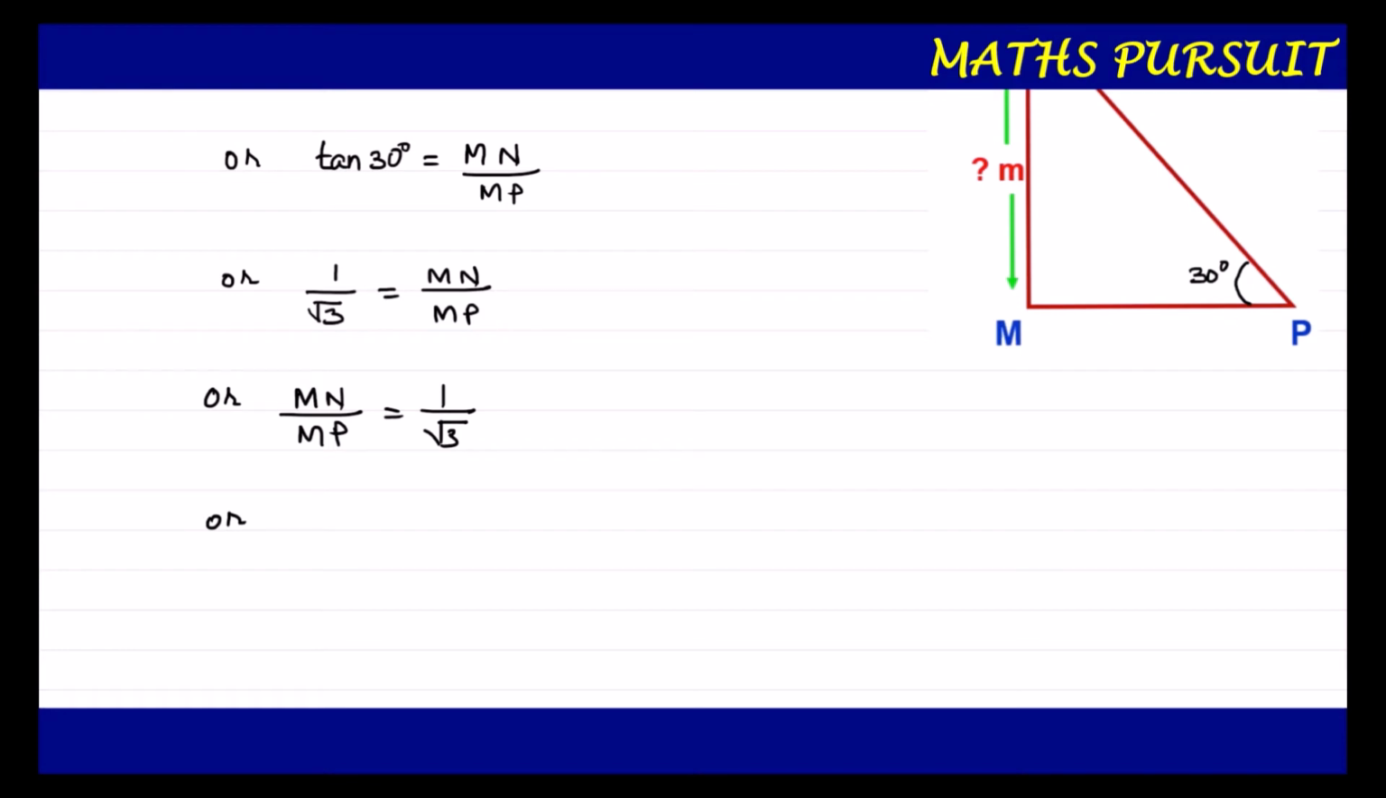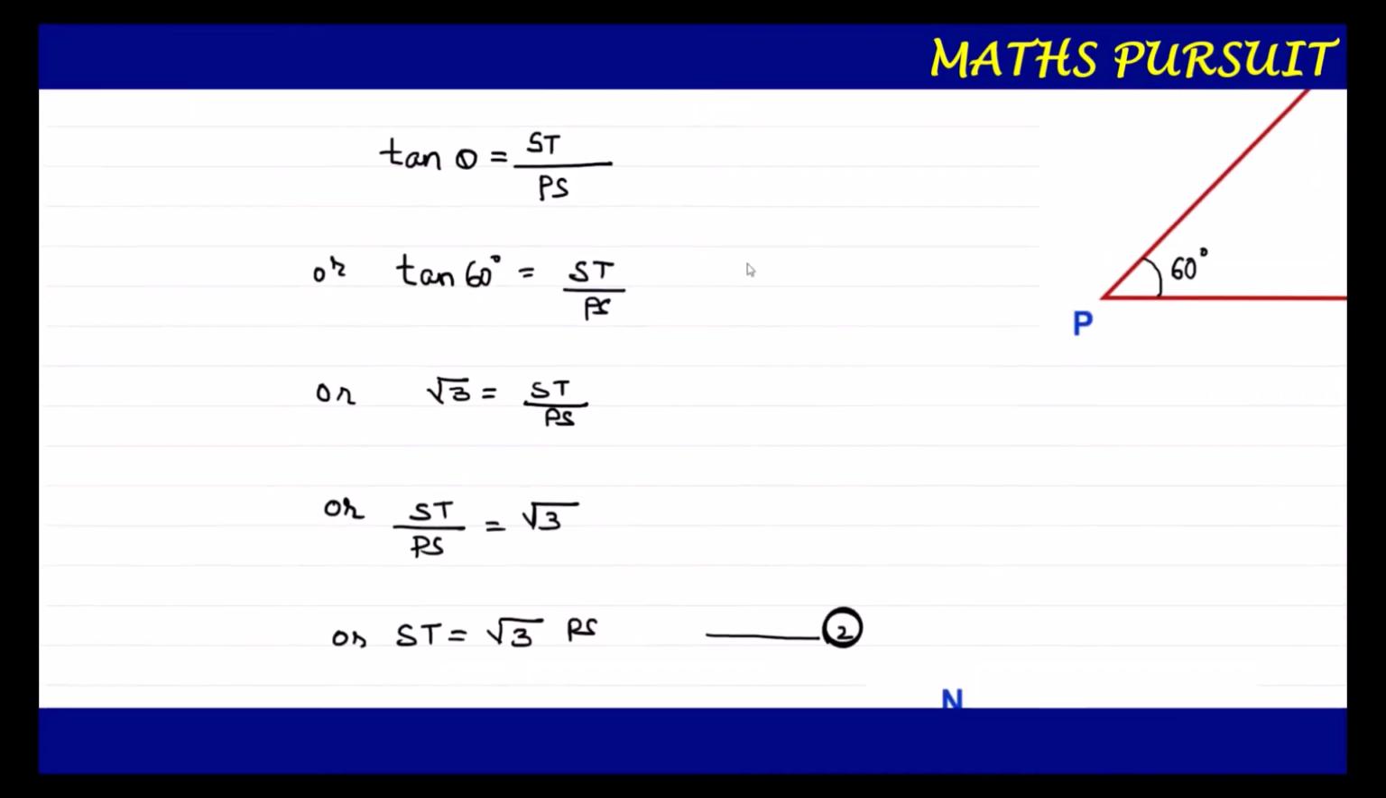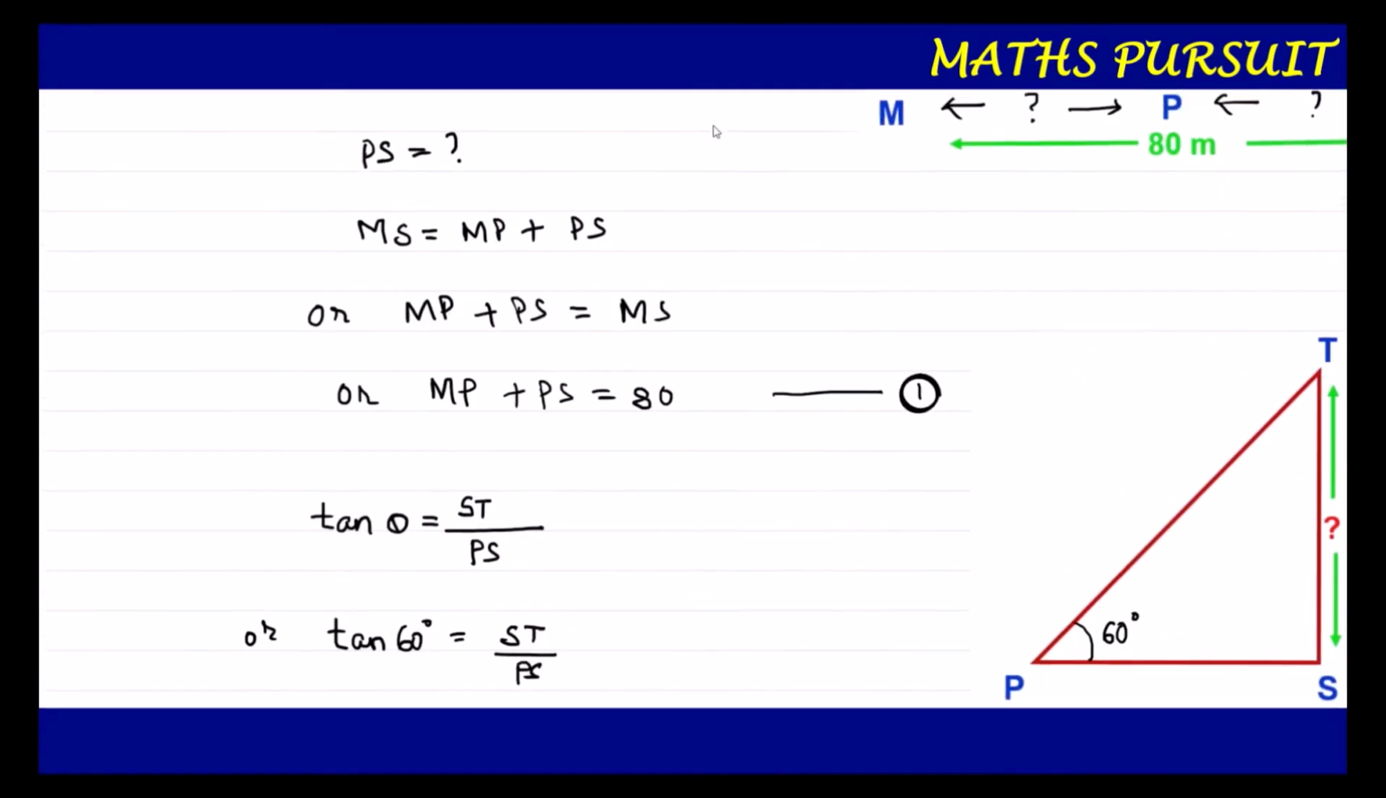Or I can write MN is equal to MP upon root 3. Hope till here we are very clear. Now guys, we very well know from our initial stages, when we started working out this particular question.